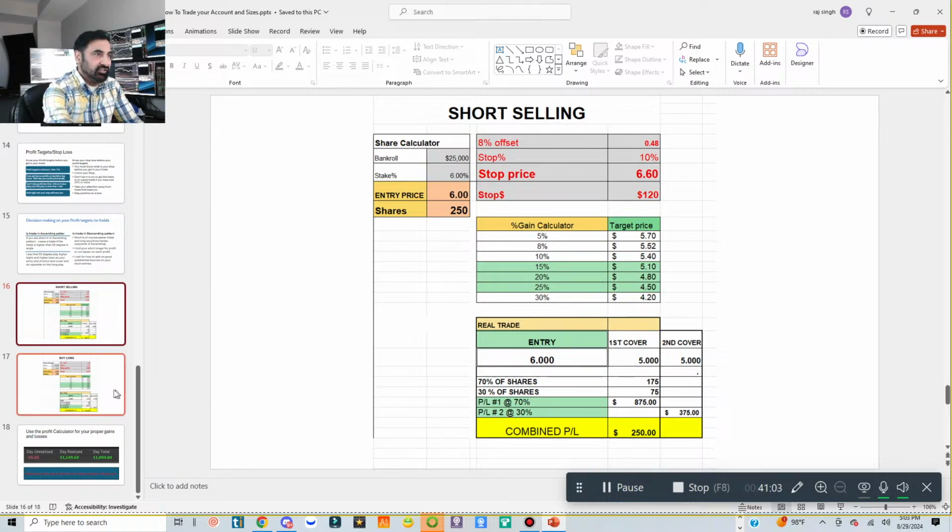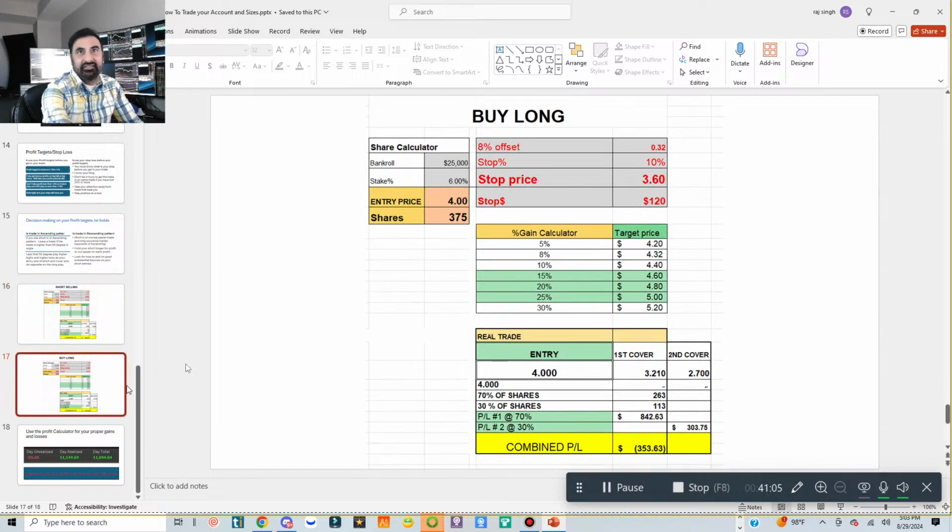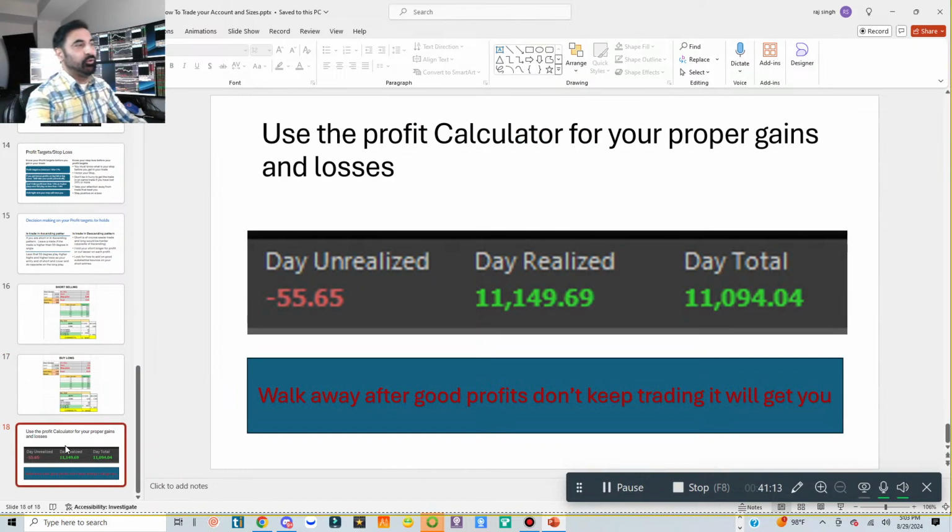You guys, we have done the exercise on this on the long as well. If you guys don't have that, again, practice with that. Okay, use the profit calculator for proper gains and losses. One last thing, walk away after a good profit.